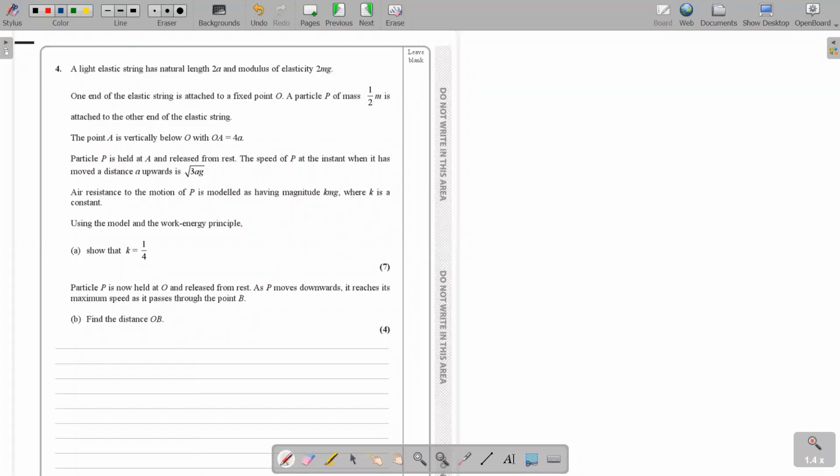Okay, so now we will move to question number 4 in October 2021 M3. Question number 4 says a light elastic string has natural length 2a and modulus of elasticity 2mg. One end of the elastic string is attached to a fixed point O. A particle P of mass half m is attached to the other end of the string. So you can picture what's going on here, right? This is point O, and you have your string attached at point O, and they say there is a point A which is vertically below O with OA equal to 4a. So from O to A, the distance is 4a.